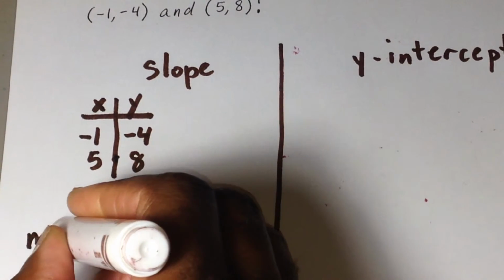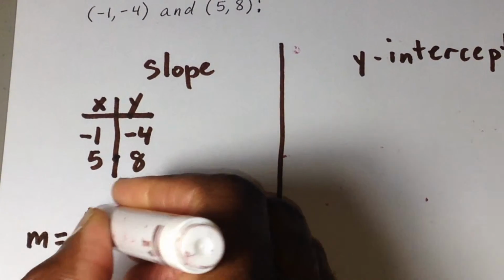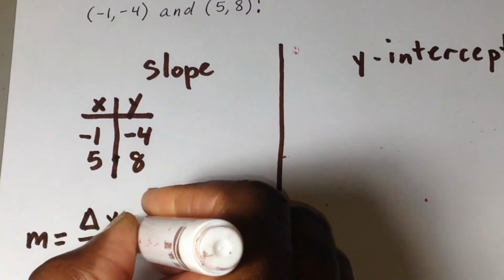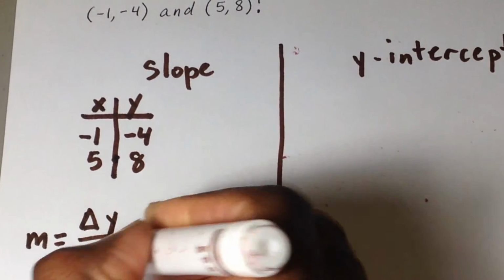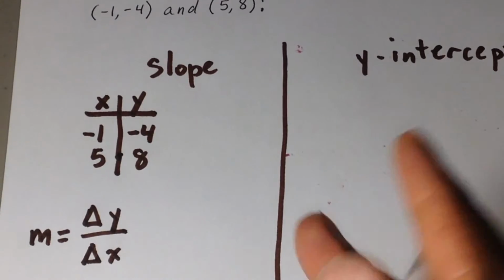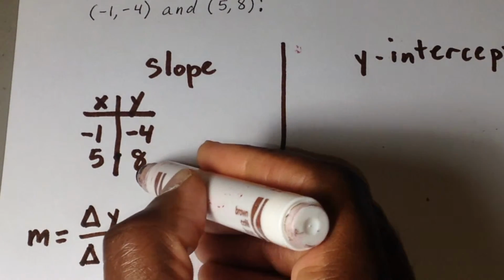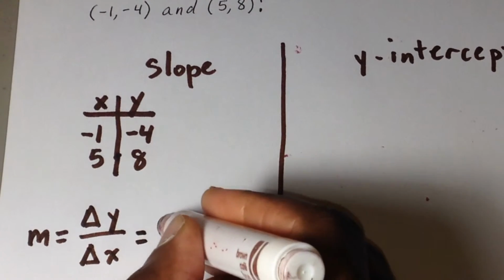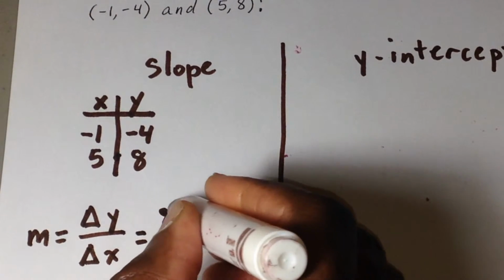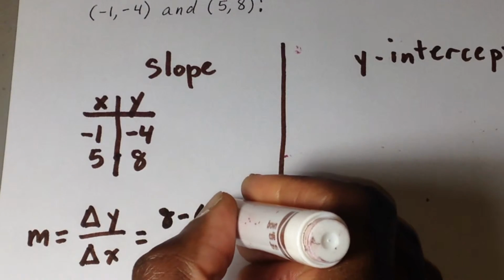Slope is going to be equal to what's called the change in y divided by the change in x. Now, the change in y means what do we get from -4 to 8? To do that, we'll do subtraction. We'll do 8 take away -4.